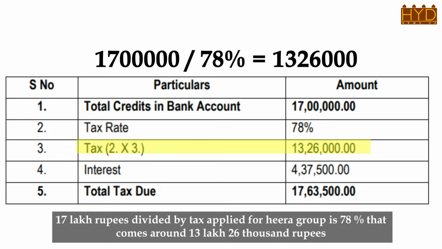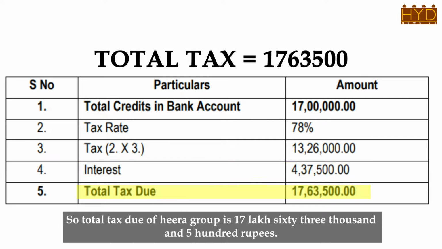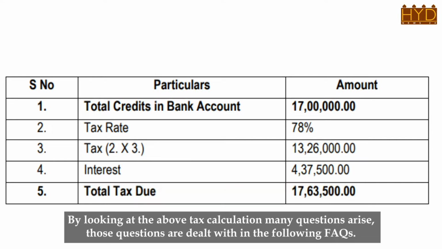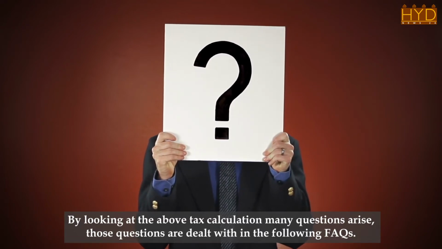17 lakh rupees divided by tax applied for Heera Group is 78%, that comes around 13 lakh 26,000 rupees. So the interest directly goes up to 4 lakh 37,500 rupees. So total tax due of Heera Group is 17 lakh 63,500 rupees. By looking at the above tax calculation, many questions arise. Those questions are dealt with in the following FAQs.